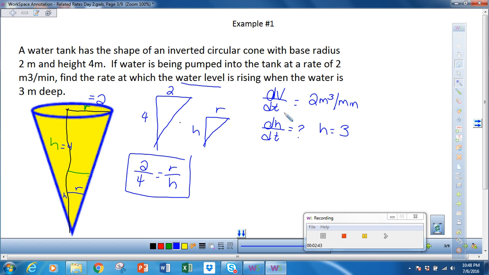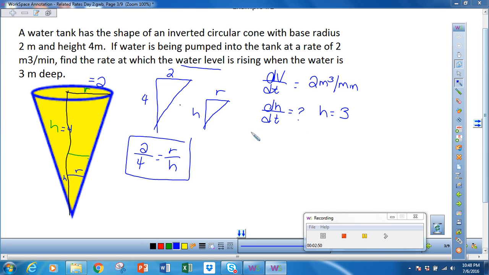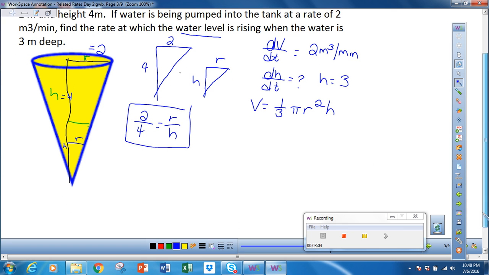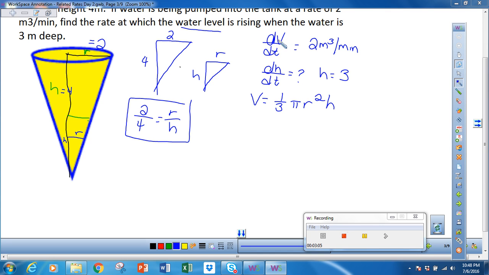Okay, so we need to find a formula that's going to represent all of this. The formula that we're going to use is the formula for the volume of a cone. Again, you will probably not be given this on any type of test, so you need to know this formula. Because we're given dV/dt and we're looking for dh/dt, and since this is called applications of derivative, it's probably a good idea to take the derivative. Remembering that 1/3 pi is a constant, I'm going to pull that out.